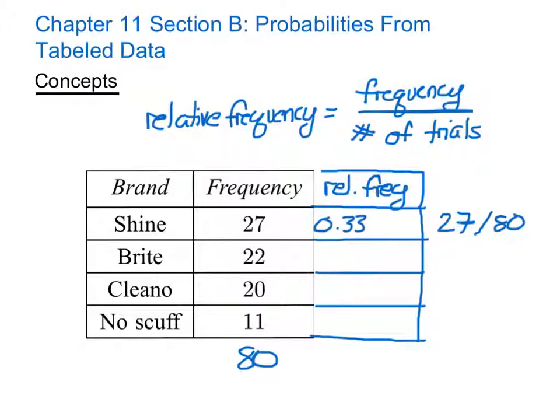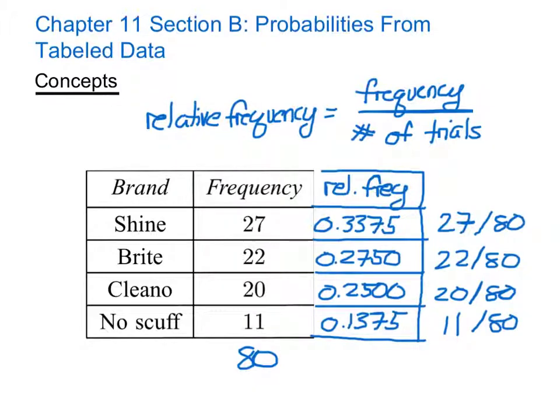For the first outcome, which is the Shine brand, we see that the relative frequency is 0.3375. Remember that relative frequencies and probabilities are expressed as decimals, not percents in most cases. And we can fill out the rest of the chart doing the same thing. So here are all the calculations, and here are all the relative frequencies.